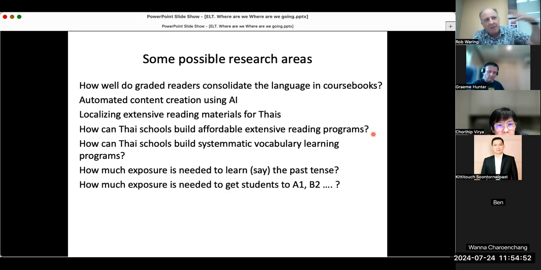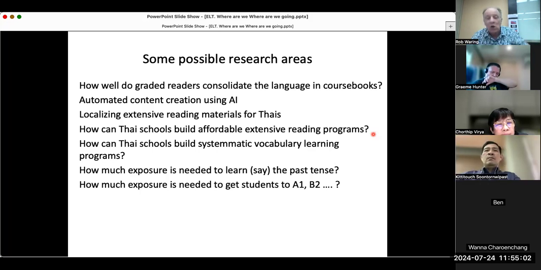Even though they've met the past tense thousands of times, how much more exposure do we need? This is critically important because if we know it, say, takes 4,000 or 5,000 times to learn the past tense, we need to make sure this input is in our system. And again, how much exposure do we need to get students to A1 and B2? Now, I have a few more questions that I could ask. I'm going to flash through them.